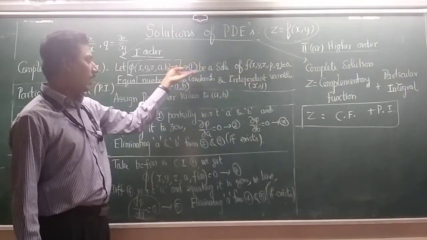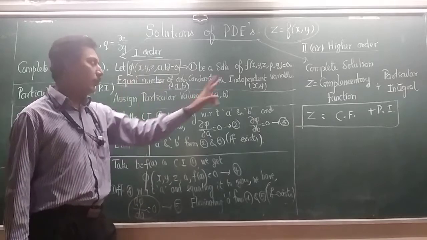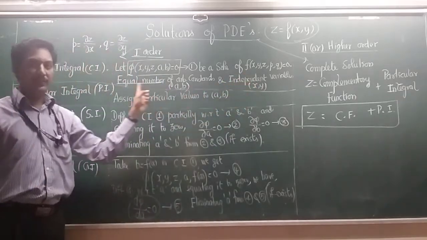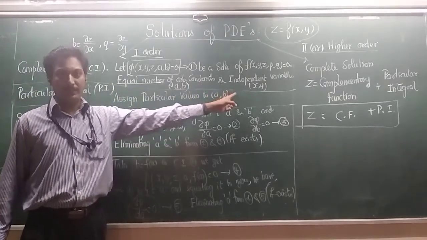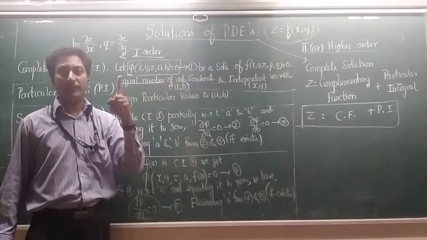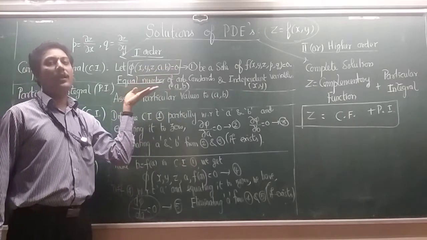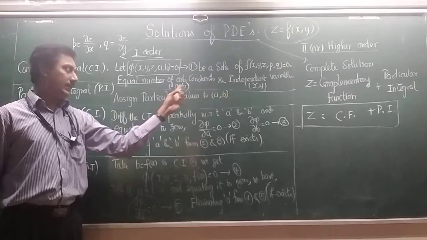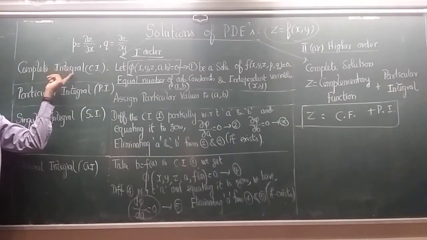Let us count the number of arbitrary constants. How many are there? Two. How many independent variables? x and y, two. So they are equal in number. If there are equal numbers of arbitrary constants and independent variables, then while eliminating the arbitrary constants we get the first order PDE. In the solution, if there are equal numbers of arbitrary constants and independent variables, then that is called the complete integral, CI.